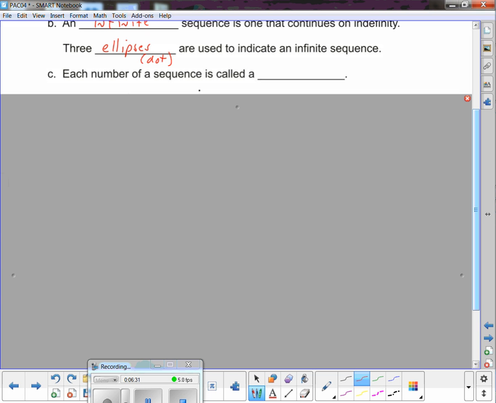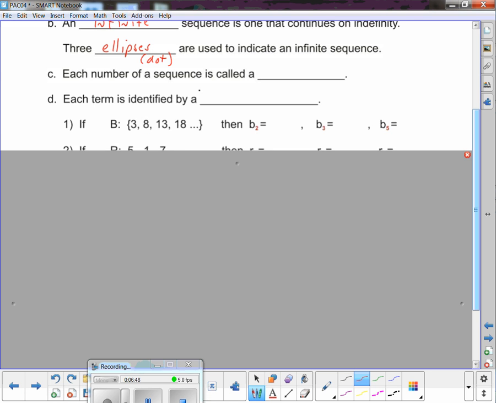If it's finite, it ends. There could be blanks, but they would have an ending number. It wouldn't have the three ellipses at the end. The blanks would be there to see if you know how to fill in the pattern. So that's possible, yes.